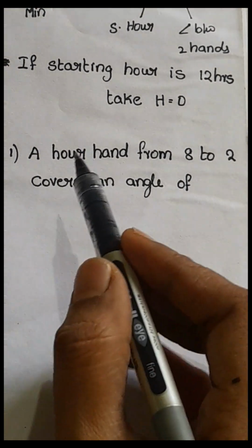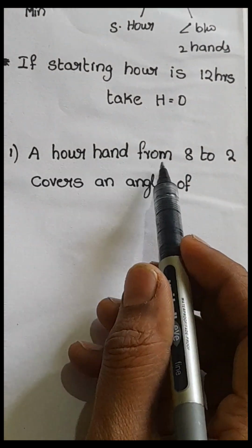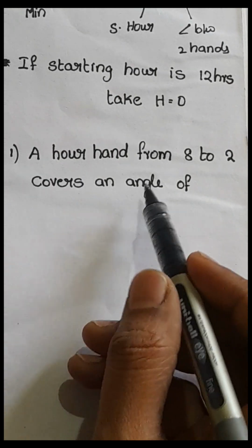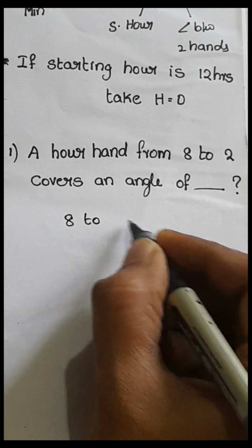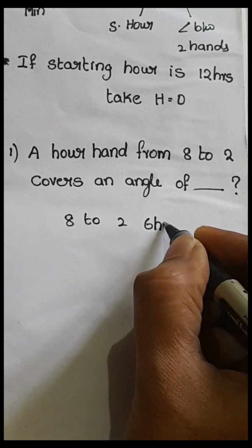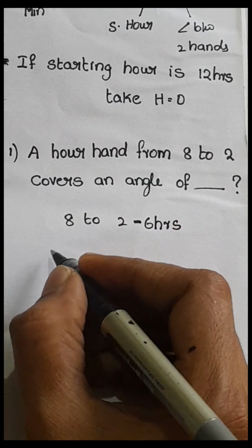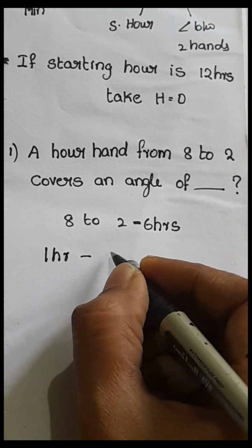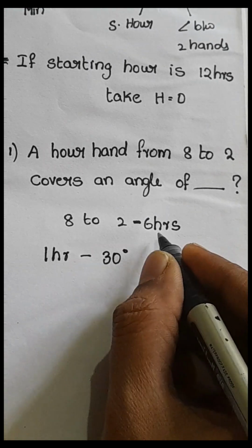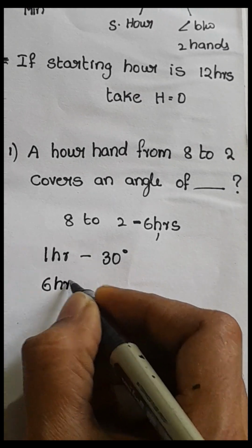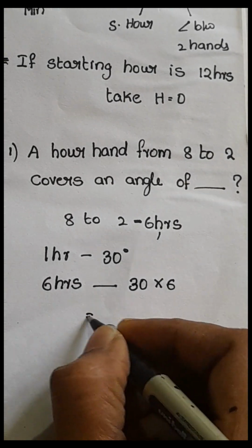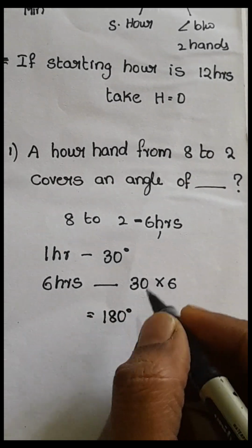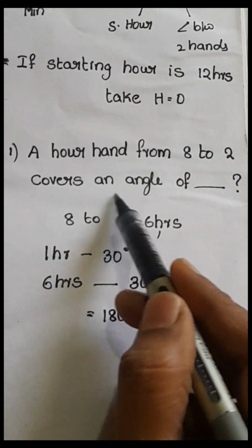Let us see some questions in clocks. An hour hand from 8 to 2 covers an angle of how much? From 8 to 2 it covers 6 hours. An hour hand in 1 hour covers 30 degrees angle, but in 6 hours it covers 30 into 6, which is equal to 180 degrees. An hour hand from 8 to 2 covers an angle of 180 degrees.